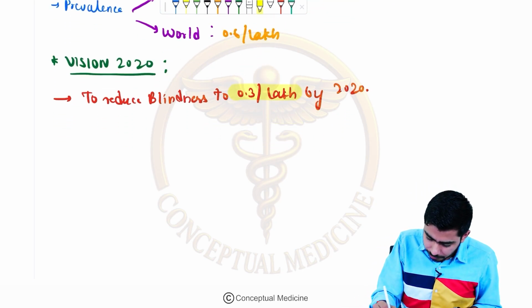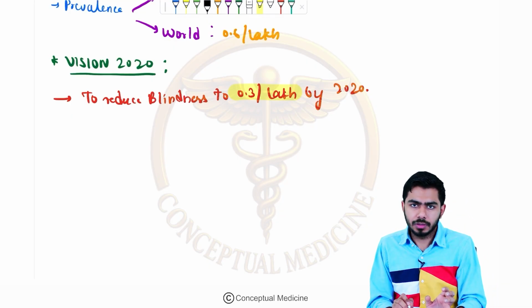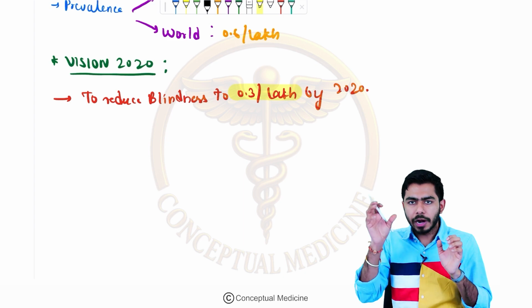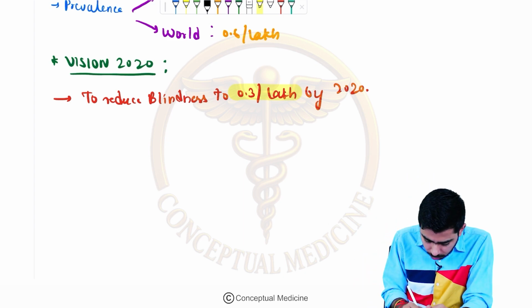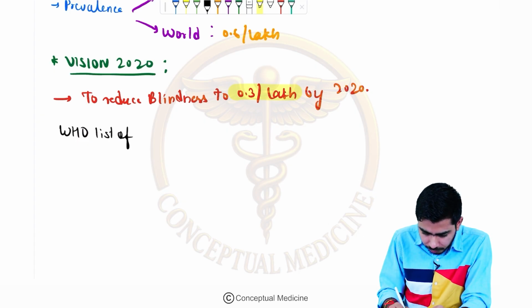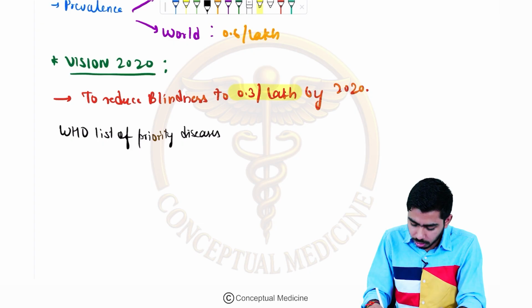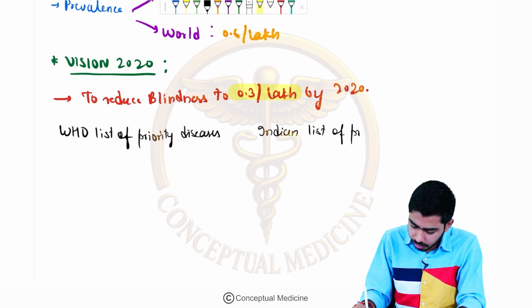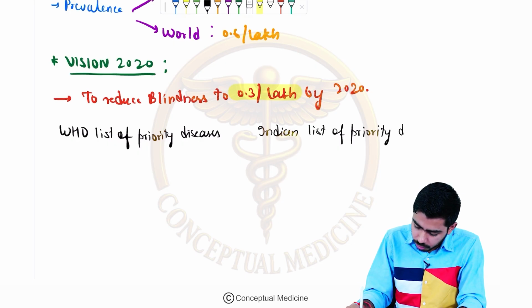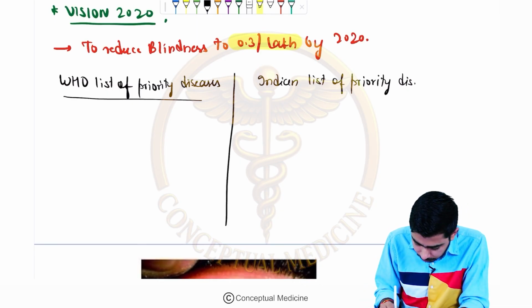Okay, now on one side we have some priority diseases for India, and some priority diseases for the world, right? So let's talk about them as well. There is a WHO list of priority diseases, I'm talking about the eye only, not other systems, and on the other side we shall be talking about the Indian list of priority diseases, right? So let us talk about them over here.